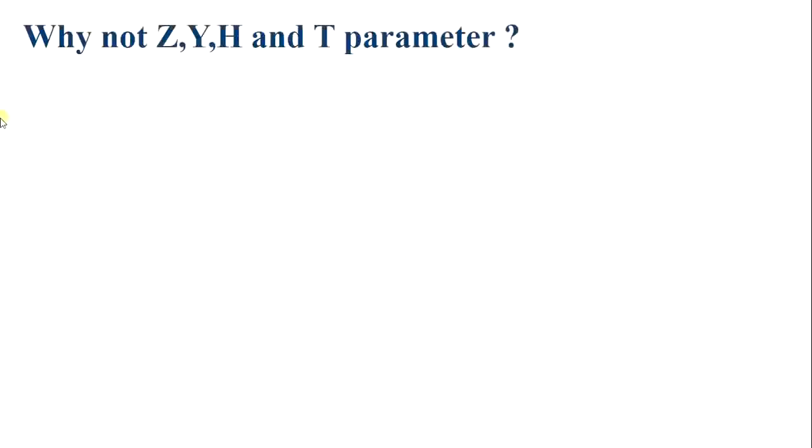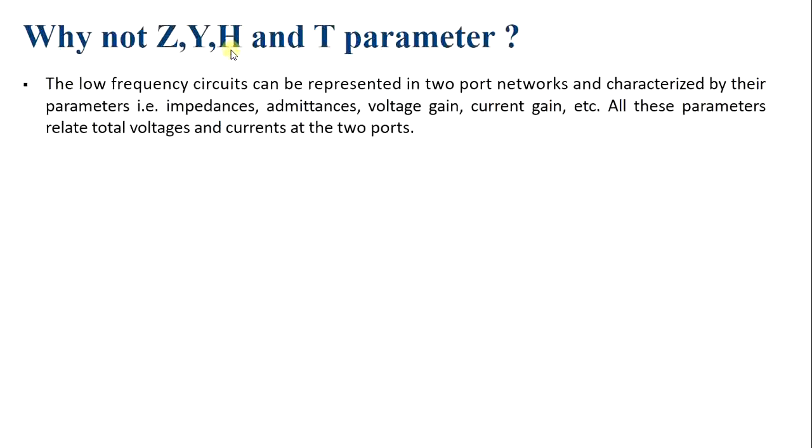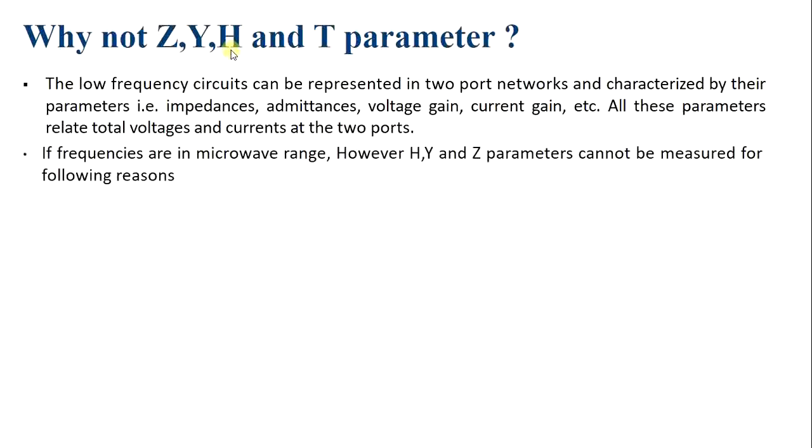So now let's start today's session with this question: why not the Z, Y, H and T parameters, why are they not preferred for analysis of microwave devices. The low frequency circuits can be represented as a two-port network and they can be characterized by their parameters, that is the impedance, admittance, voltage gain, current gain, etc. All these parameters relate to total voltages and currents at the two ports. If frequencies are in the microwave range, the H, Y and Z parameters cannot be measured for the following reasons.